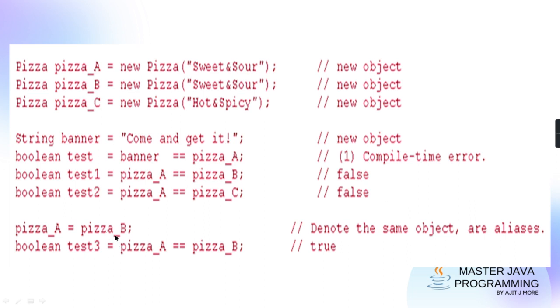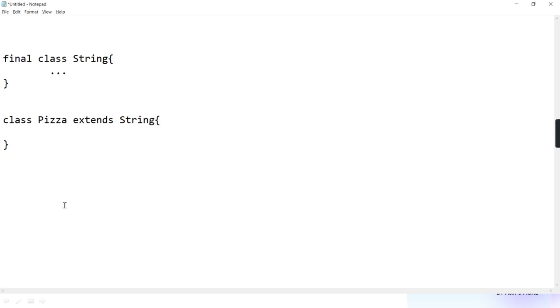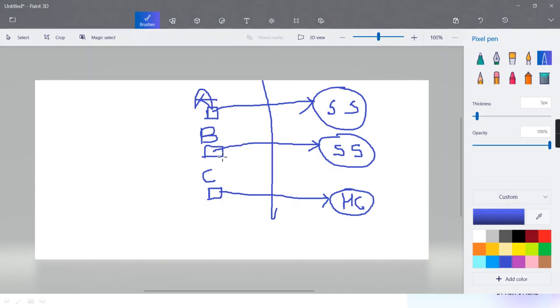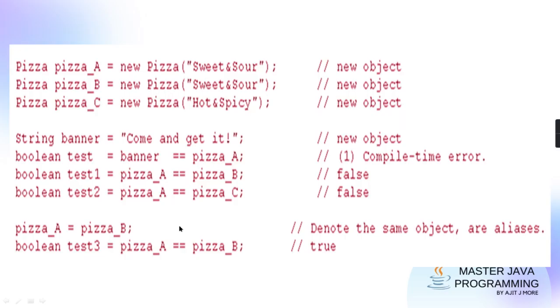False. But now suppose I copy the pizza B object into pizza A. If I copy the reference of B into A, then A will refer to the same object, as B's reference goes into A. Now if I compare pizza A with pizza B, will it give true or false? True, because now their references are the same. Very good, you have understood the concept. Hope it is clear.